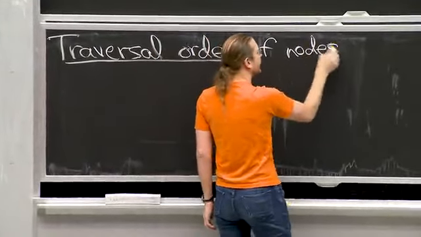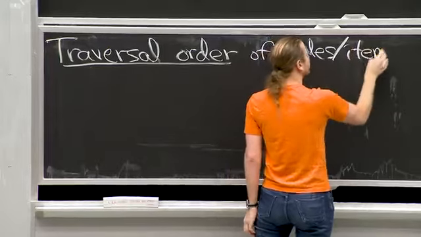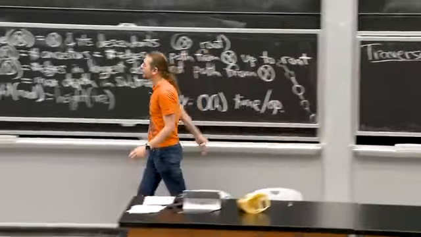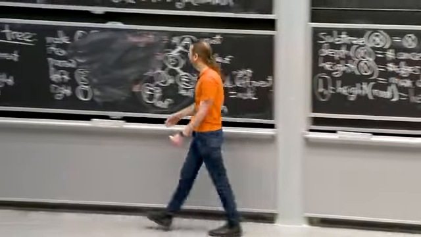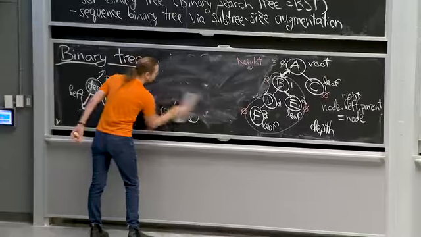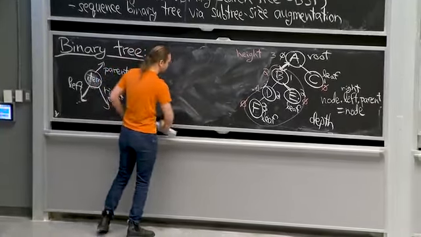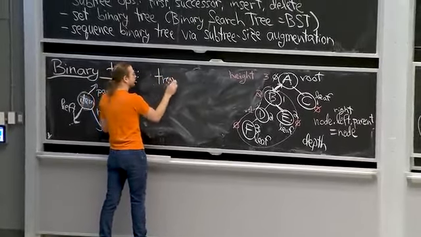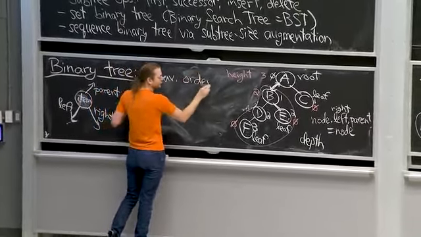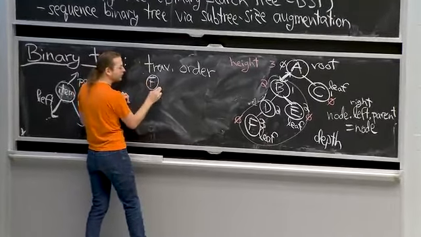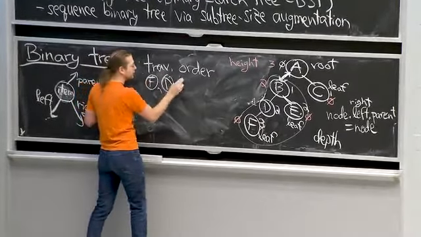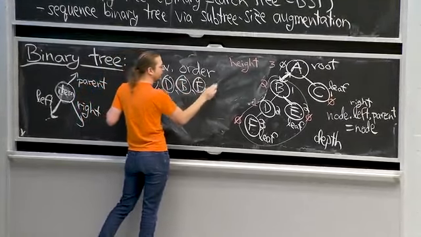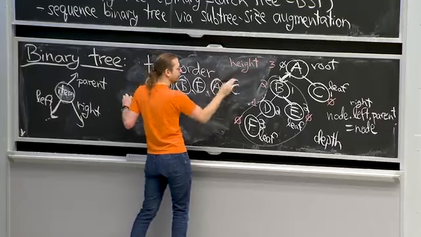Of nodes or items in the tree. So I'm going to define a particular order, say in this example. Let's do the example first. The traversal order is going to be F, D, B, E, A, C.